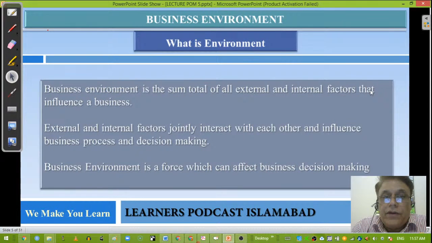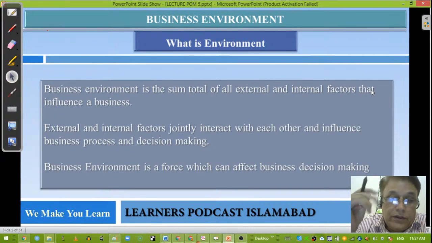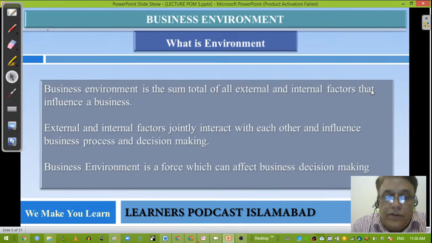So these factors, both internal and external factors, jointly interact with each other, and they jointly influence the business processes and the business decision making. So understanding these forces, understanding these factors is very important for a modern businessman to operate and to stay in the business. When we say that we are operating a business, we are not operating the business in a vacuum.